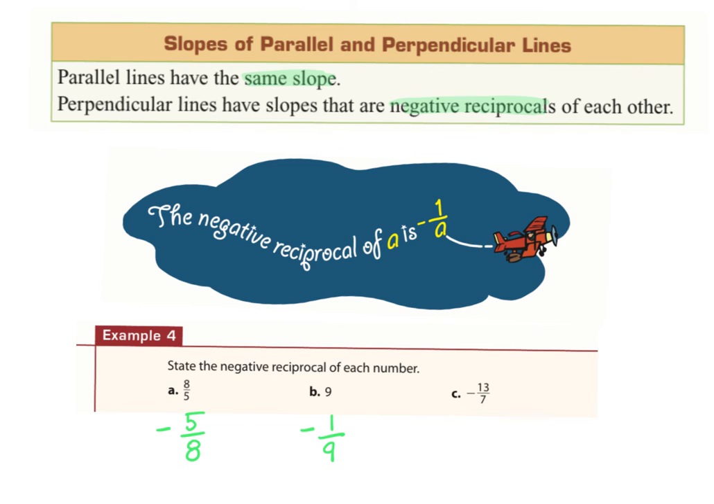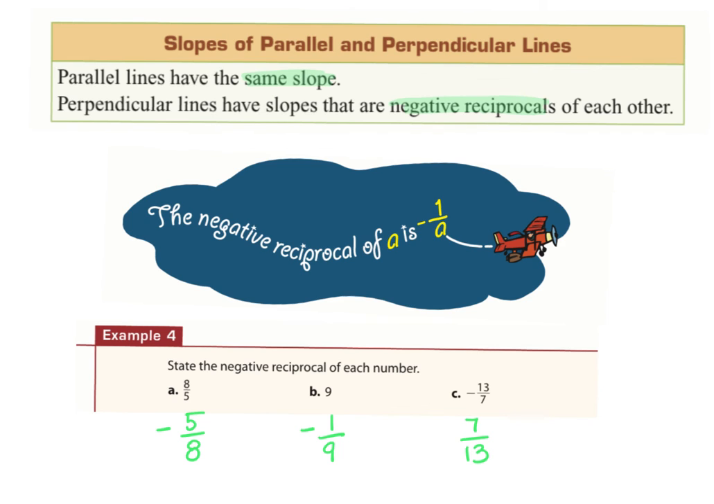C, negative 13/7. I am going to flip it. 7/13. It was negative, so now that one will be positive. All right, so negative reciprocals, you just flip them and change the sign. Perpendicular lines will have slopes that are negative reciprocals of each other. So just like we use the slope on parallel lines, we're going to do the same thing with perpendicular lines. We will figure out what the slope is, but instead of just using it, we're going to flip it and negate it because we're going to be looking for a perpendicular line, not a parallel line, okay?